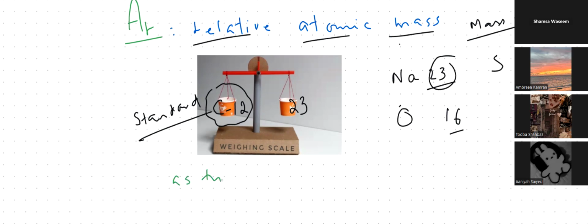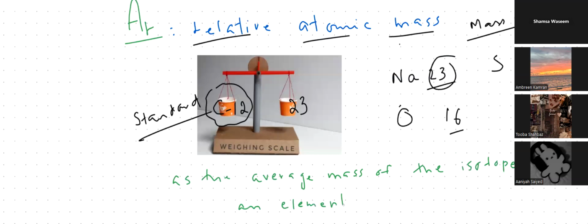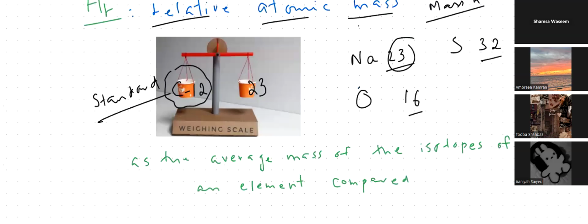So it's the average mass of the isotopes of an element. That's given. Good.